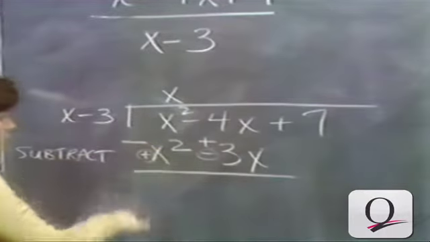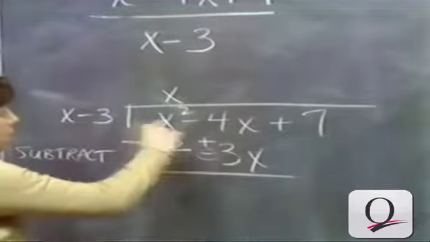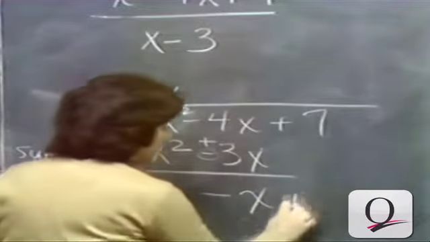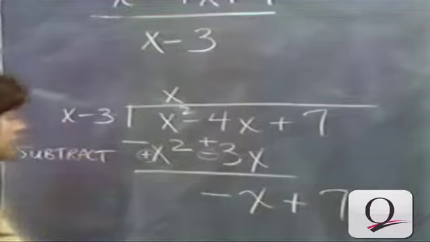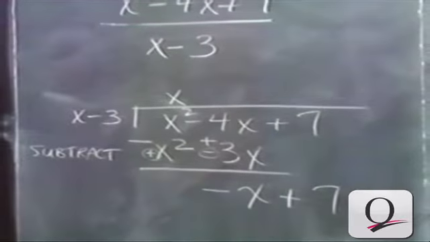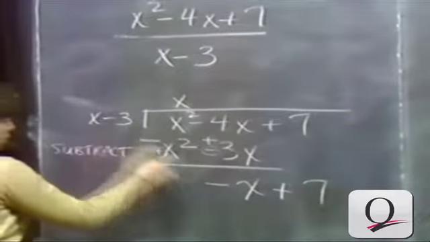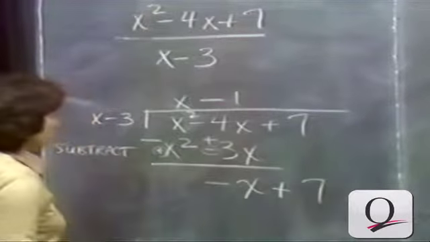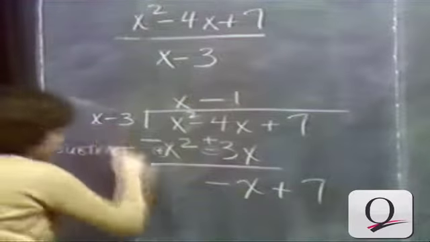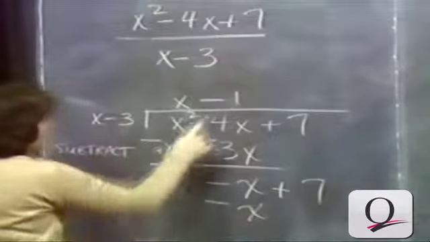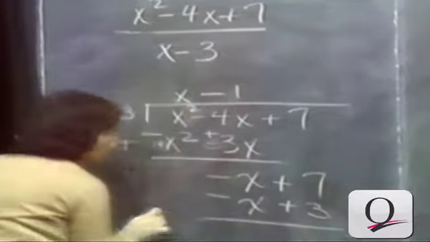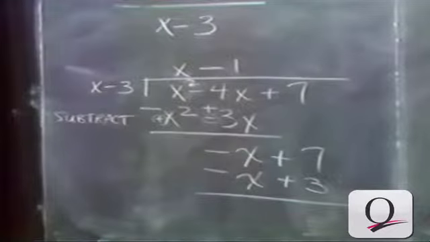X squared and minus x squared, of course, gives you 0. Minus 4x and plus 3x gives you minus x. Okay, minus x, and then you bring down the next term, the 7. X into minus x goes minus 1 times. Minus 1 times x gives you minus x. Minus 1 times minus 3 gives you plus 3, and we subtract again.